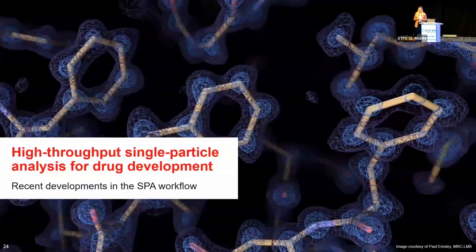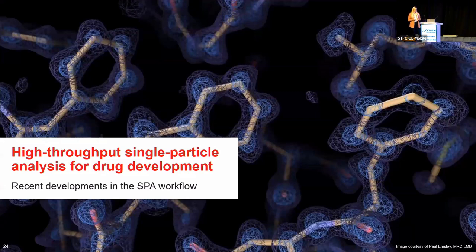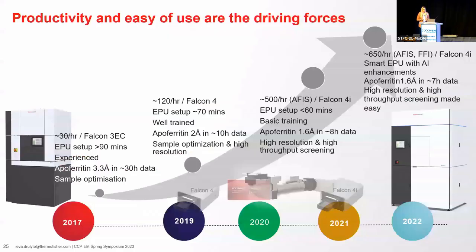So that brings me to the second part of the talk, and let's discuss some things that help to take single particle analysis from perhaps where it was a few years ago into this sort of high throughput, high resolution single particle analysis that is also really well suited for drug development work. And one instrument that I would like to give some spotlight is Glacios microscope.